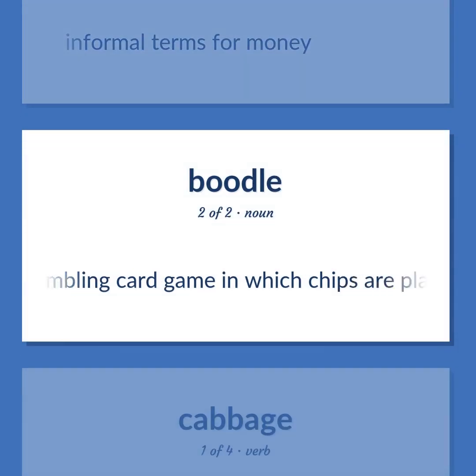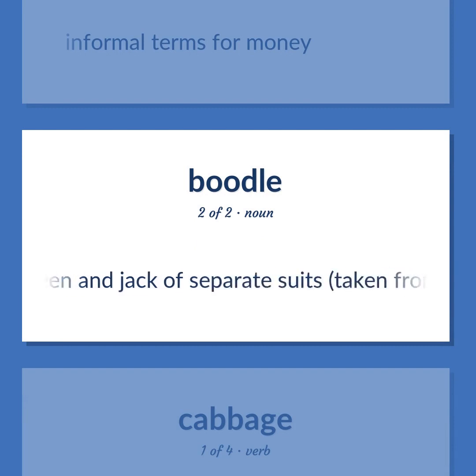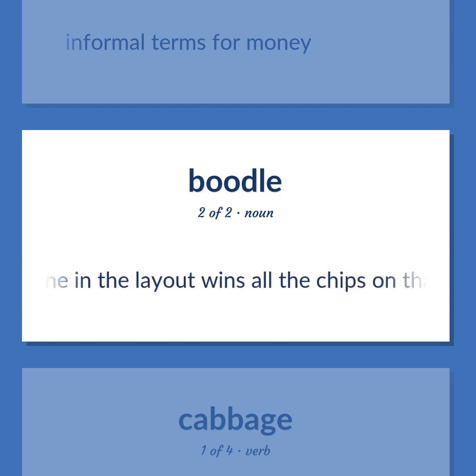A gambling card game in which chips are placed on the ace and king and queen and jack of separate suits, taken from a separate deck. A player plays the lowest card of a suit in his hand and successively higher cards are played until the sequence stops. The player who plays a card matching one in the layout wins all the chips on that card.